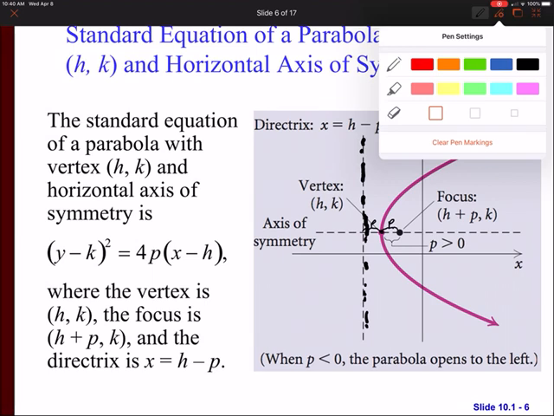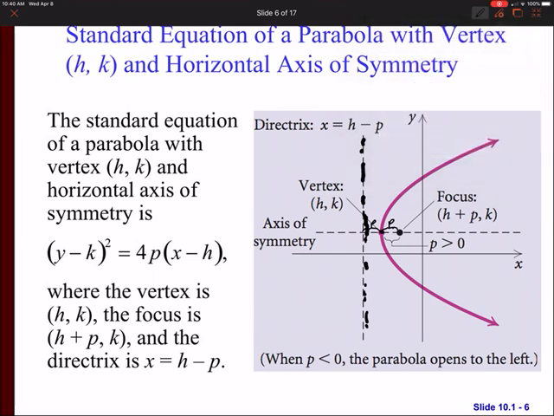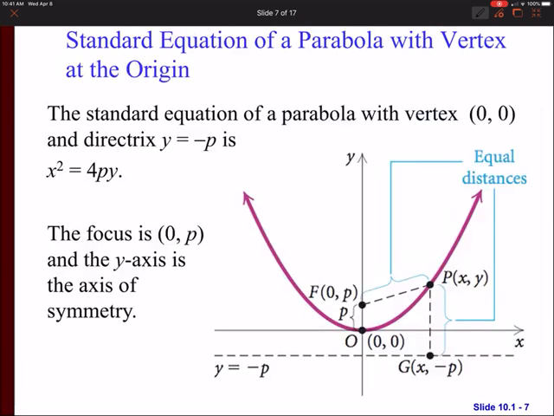And of course, the line of symmetry is a horizontal line this time. It's perpendicular to the directrix. So again, we're going right and left, so we're adding and subtracting p from the x-coordinate of our vertex. So you can see that here with the focus at (h plus p, k), and of course our directrix, the vertical line x equal constant, x equal h minus p. So you see your standard form.